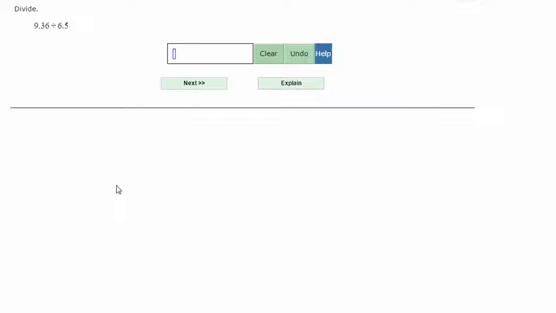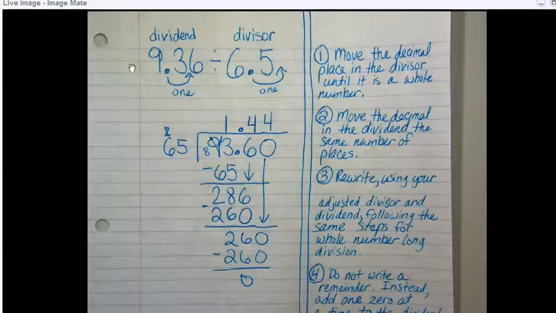Nine and 36 hundredths divided by 6 and 5/10. Here are my notes. 9.36 divided by 6.5. The first number in this number sentence, when it's written horizontally, is always the dividend. The second number is always the divisor. That's important to note. And when it's written this way, so that this first number will go in the box, the second number is the one that goes outside of the box.